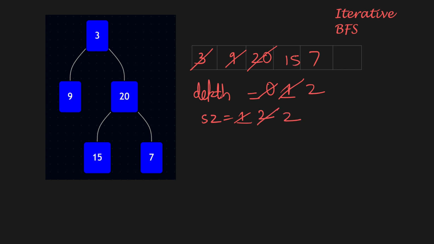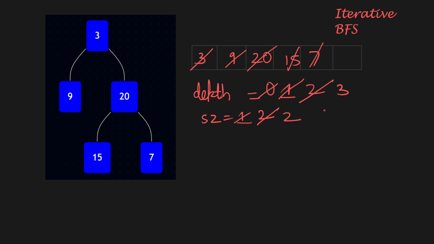So we dequeue 2 elements from it, which are 15 and 7, and since they are leaf nodes, we don't enqueue anything back. Since we have processed this level, now the depth of the tree is 3. Now since the queue is empty, our iteration stops. Finally, the depth of this tree will be 3, which we will return as the answer.